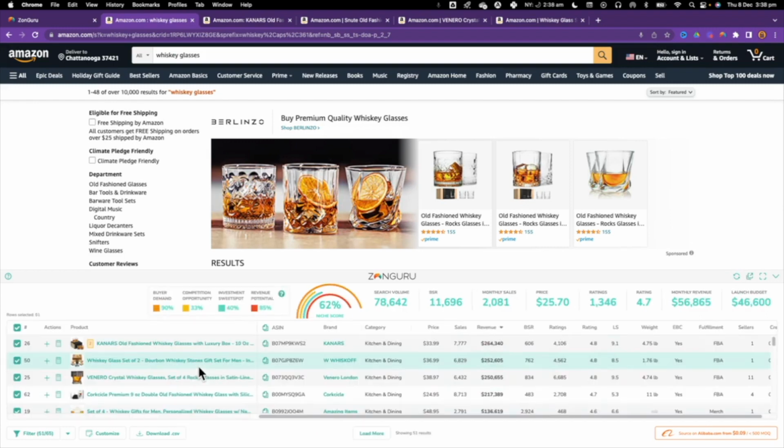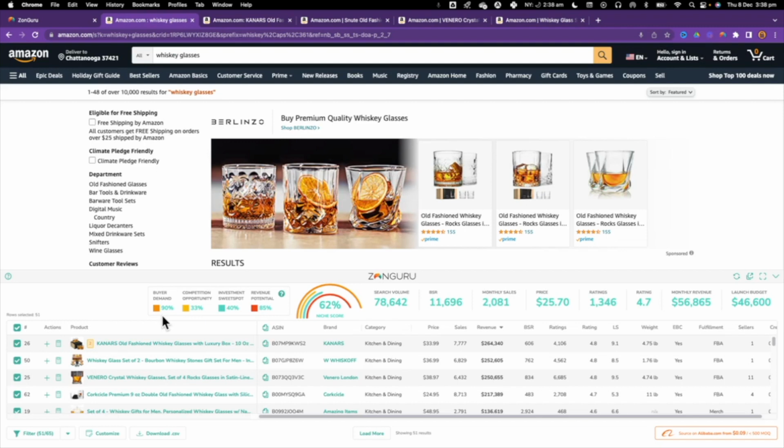So as you can see here, we've got a niche score of 62%, which is a really good niche score. So we've got buyer demand, competition opportunity, investment sweet spot, and revenue potential. So it's taking a look at how much this product is being searched for in buyer demand. So we've got a really huge search volume for whiskey glasses of over 78,000 individual searches per month.